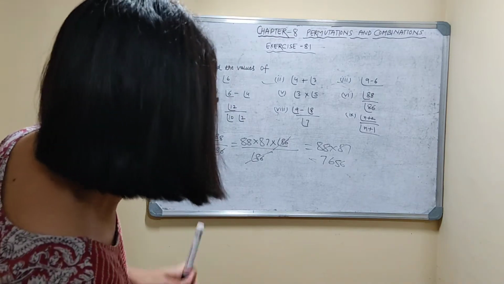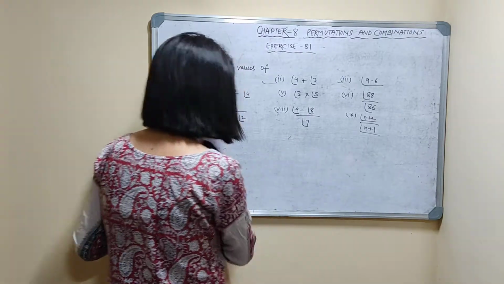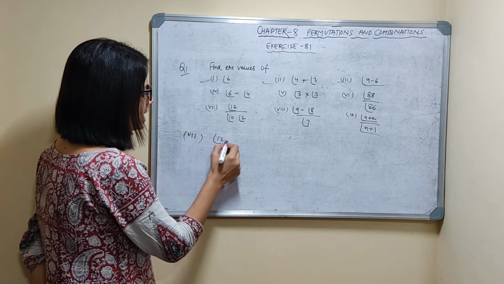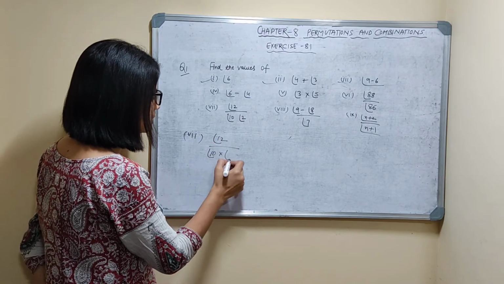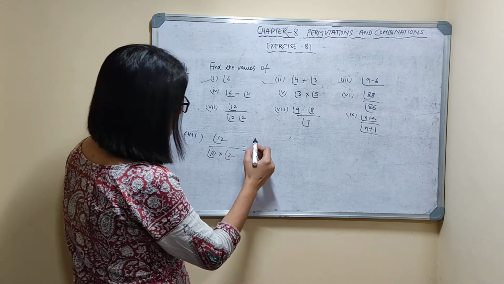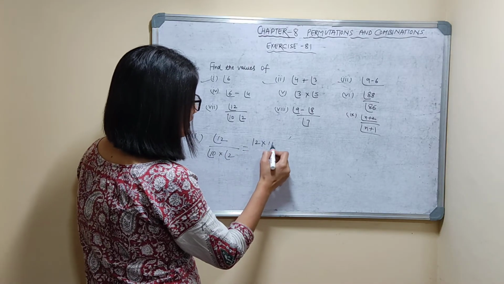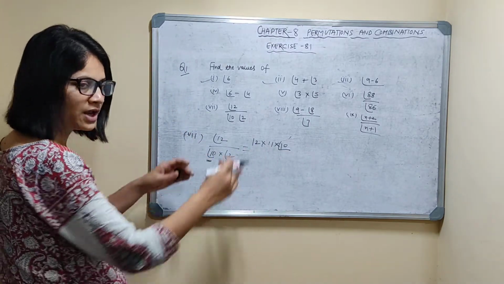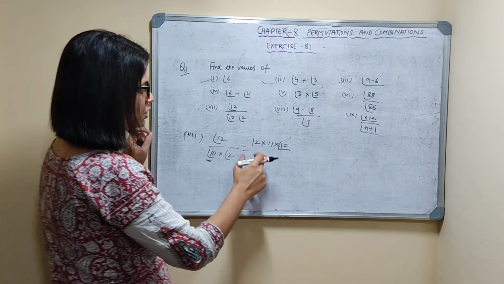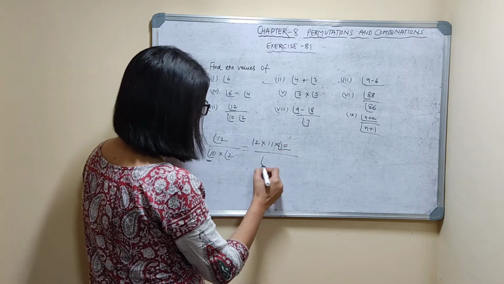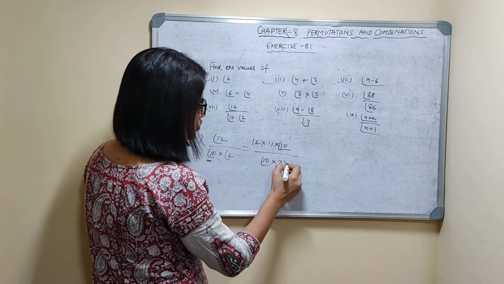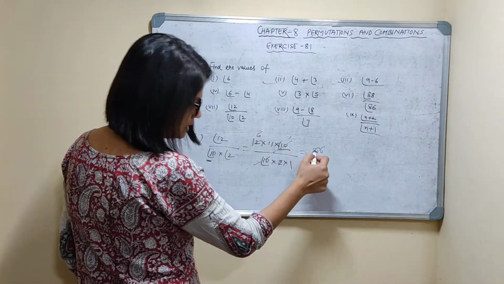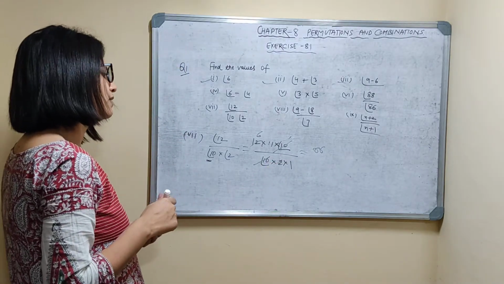Now part 7th. Part 7th is factorial 12 upon factorial 10 into factorial 2. So factorial 12, I can write 12 into 11 into factorial 10, because down you can see factorial 10 is there. So I no need to write till 1. 12 into 11 into factorial 10 upon factorial 10 into factorial 2, I can write 2 into 1. Factorial 10 cancel. 2 6s are 12. Answer is 66. 7th answer is 66.